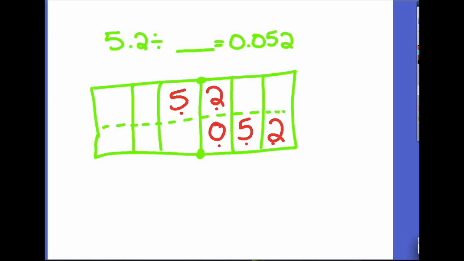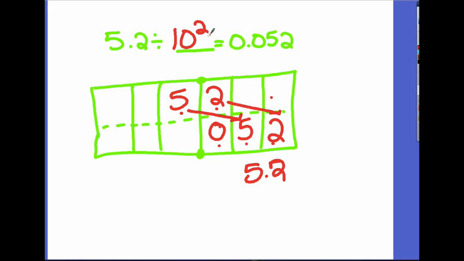Okay, so he thinks it's 10 to the power of 2. If we have 5 2/10, we would have to move the decimal 2 places, which means that this number would move over 2 places. So our 2 would go 2 places over, our 5 would go 2 places over, and then we would add a 0. So it's 10 to the power of 2.